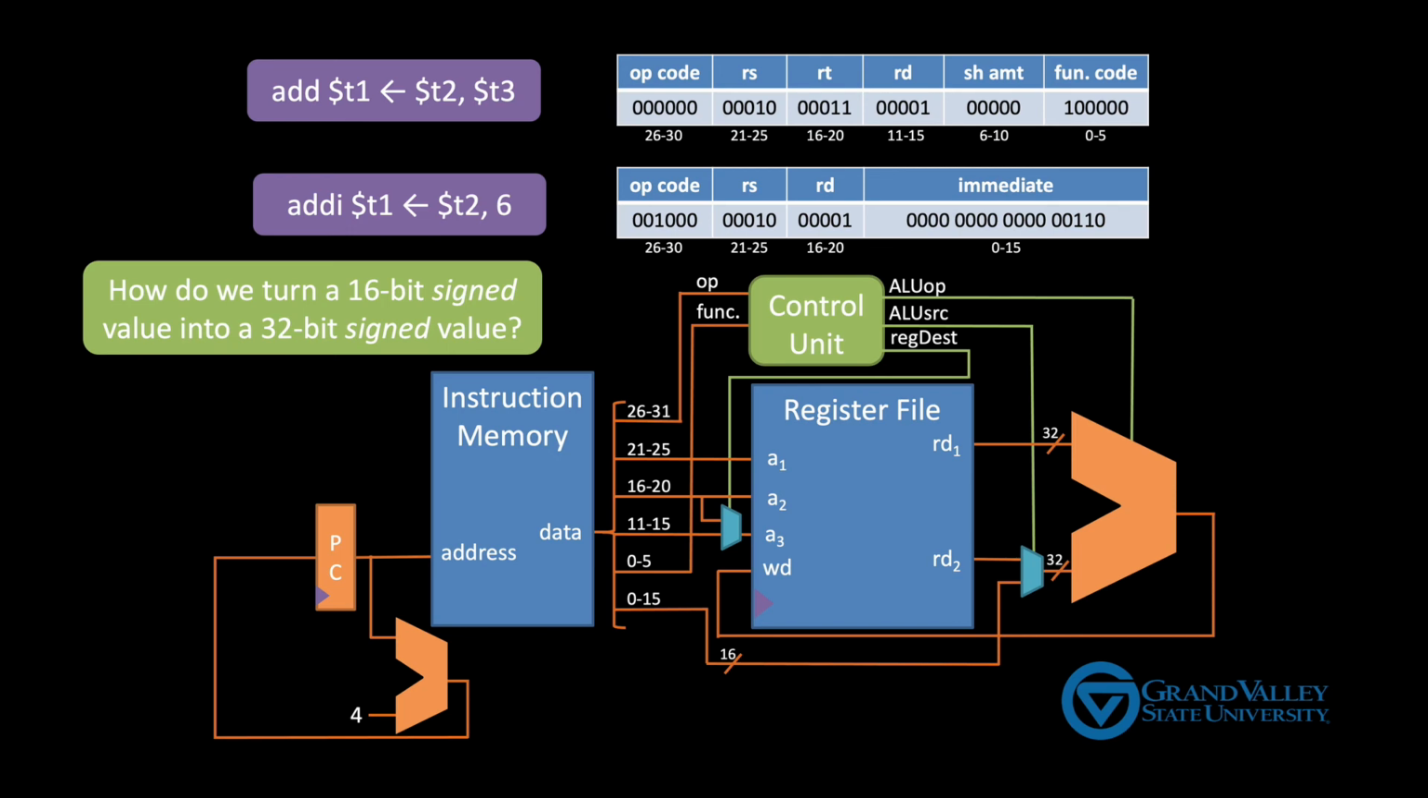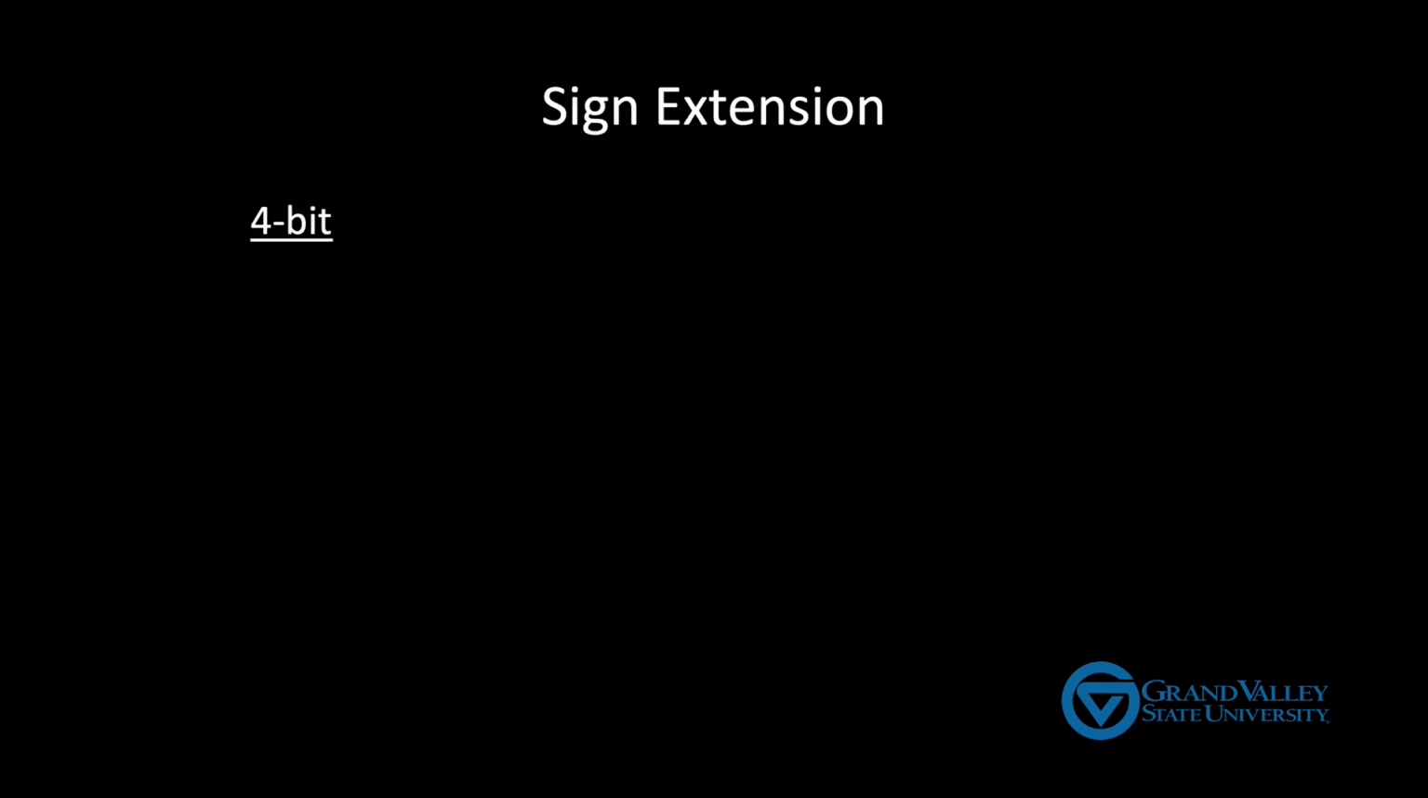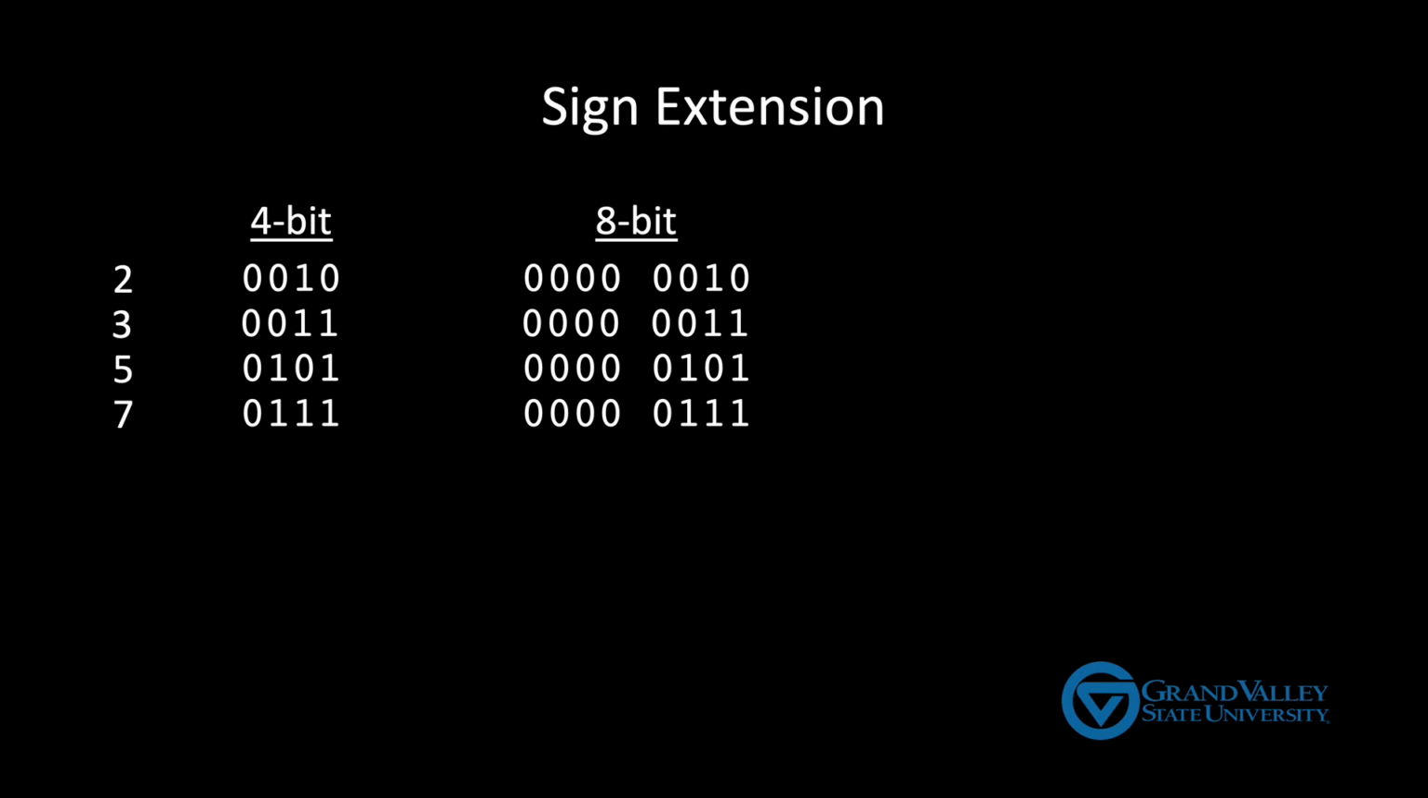To keep things simple, let's use some smaller numbers. For example, let's think about how we can turn a 4-bit signed value into an 8-bit signed value. Let's start with 2. 2 as a 4-bit number is 0010. To extend it to an 8-bit number, we just add leading zeros. This, of course, works for any positive number, just like we can add leading zeros to any base 10 number.